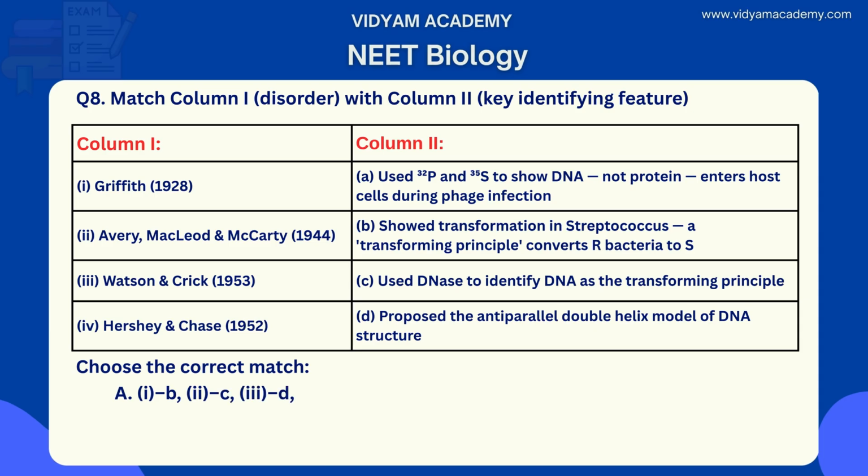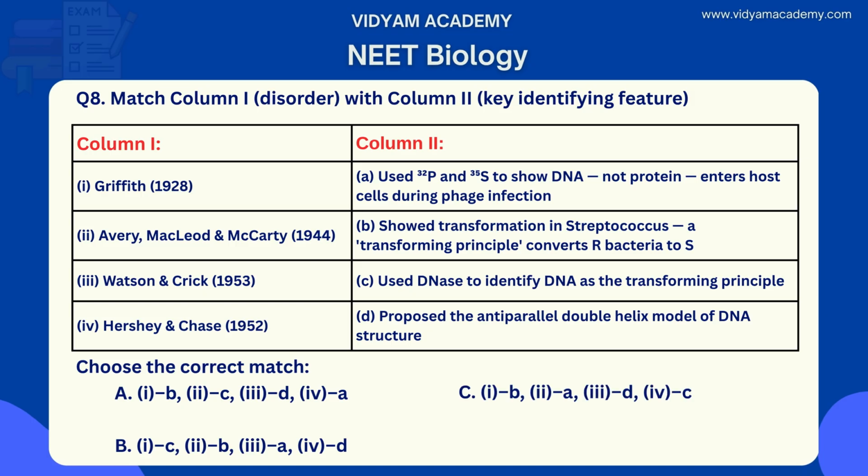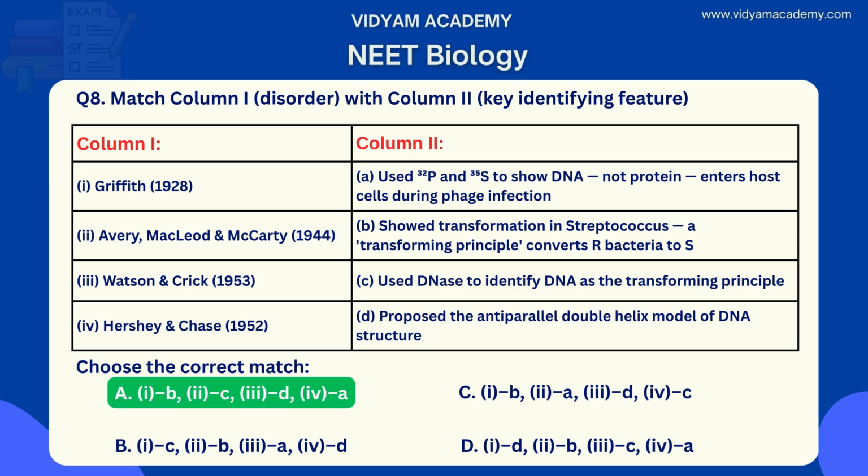A. 1B, 2C, 3D, 4A. B. 1C, 2B, 3A, 4D. C. 1B, 2A, 3D, 4C. D. 1D, 2B, 3C, 4A. What is the right answer? The correct option is A. 1B, 2C, 3D, 4A. Let's see the detailed explanation.